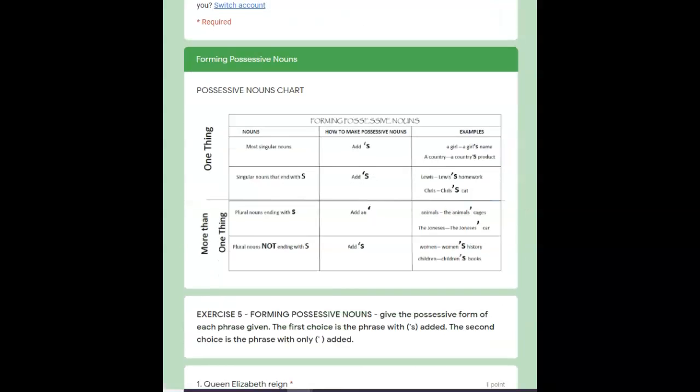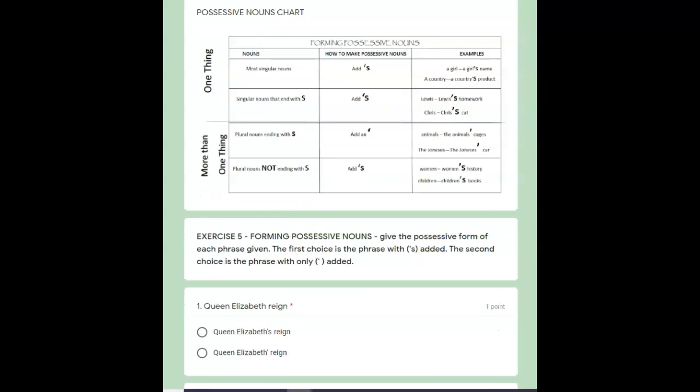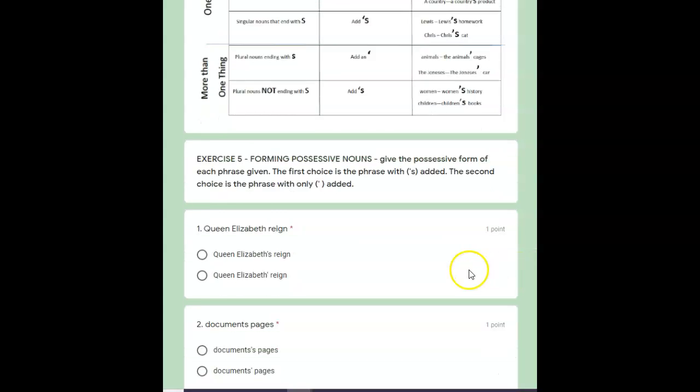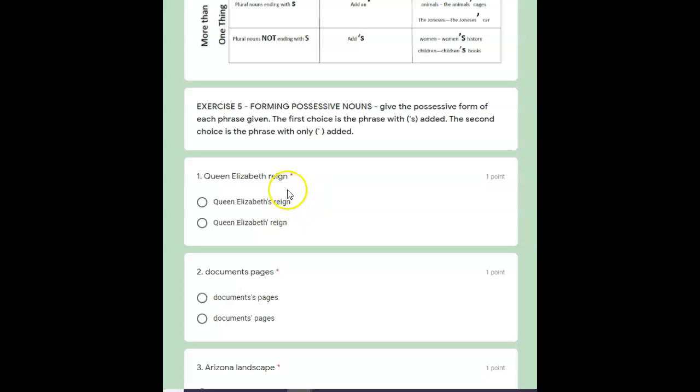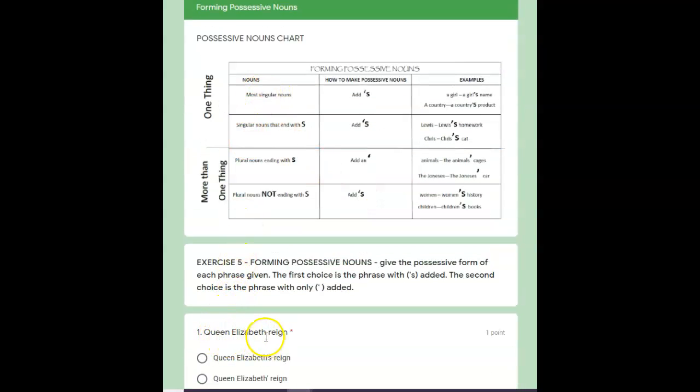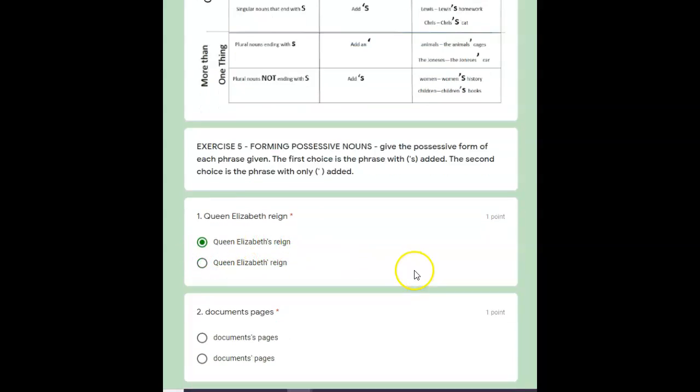For the first section, exercise 5, I put the chart again. You're going to give the possessive form of each phrase given. For this entire exercise, your first choice is where you add apostrophe S. The second choice is if you add an apostrophe. So let's do number 1 together. Queen Elizabeth reigned. Queen Elizabeth, is that one person or more than one person? That is one person. Does Queen Elizabeth end with an S? No. So most singular nouns that don't end with S, we just add an apostrophe S. So Queen Elizabeth's reigned.